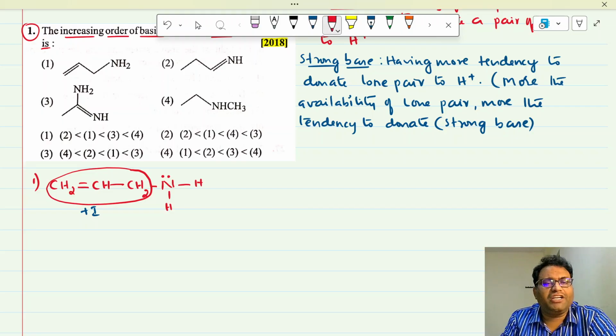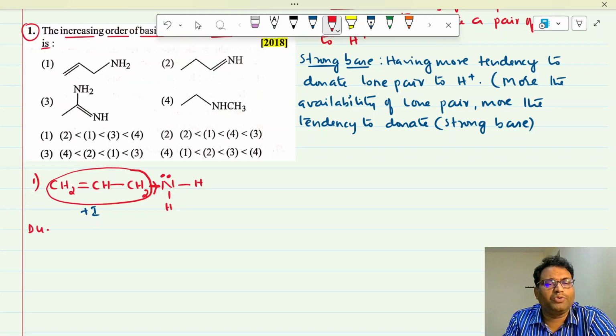So now what is it doing? CH2, CH, CH2 double bond CH2. It is donating electron density in this way. It is pushing the electron density, so it is showing plus I. So when it is pushing electron density, what happens to this lone pair? Lone pair electron density increases.